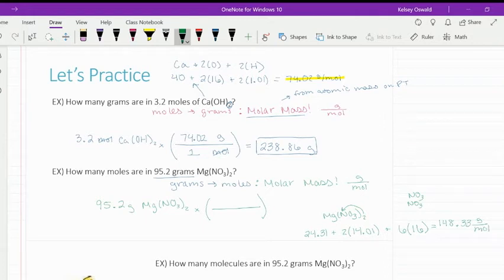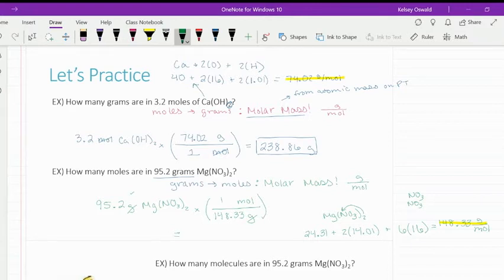Okay, so I need to arrange this conversion factor, or this molar mass, in a way that helps me cancel out my grams. So if I have grams on top here, that means I'm going to want grams on bottom of my conversion factor. So in this case, I'm going to say I have 1 mole for every 148.33 grams. Here I have grams on top, grams on bottom. They cancel out, and we're left with moles.